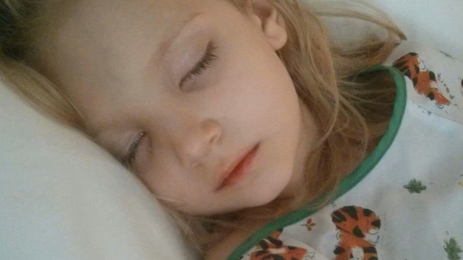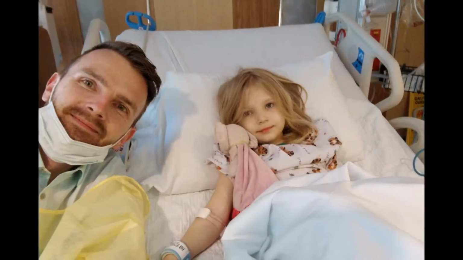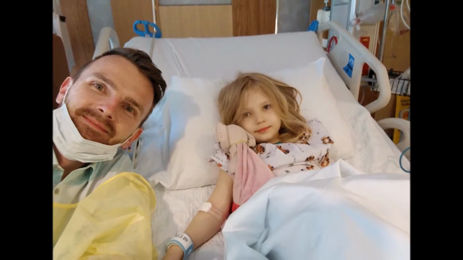At the beginning of summer, my daughter's left arm was paralyzed, so we decided to build a robotic prosthetic arm to help her. And this is an update on that project.